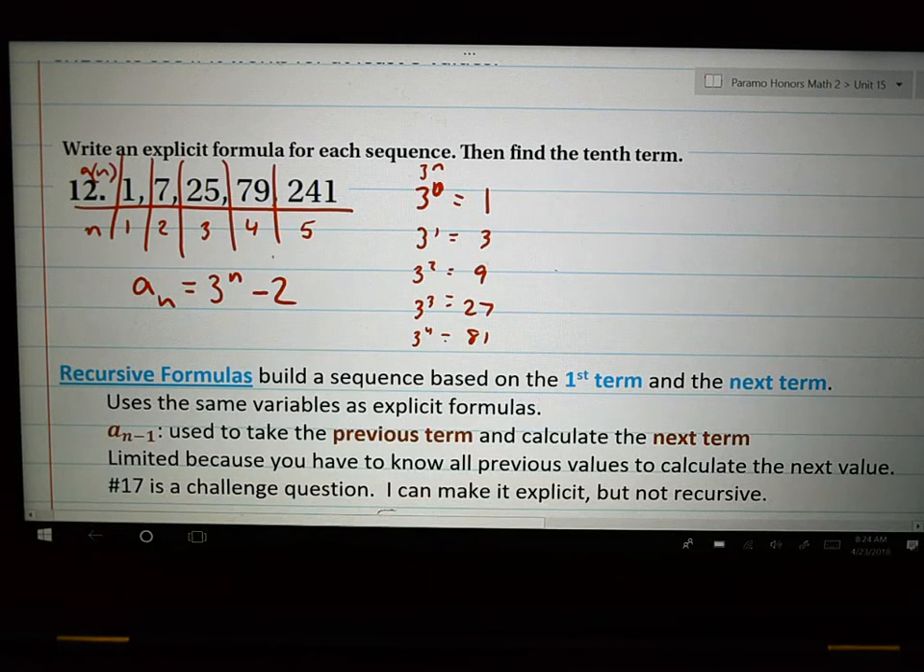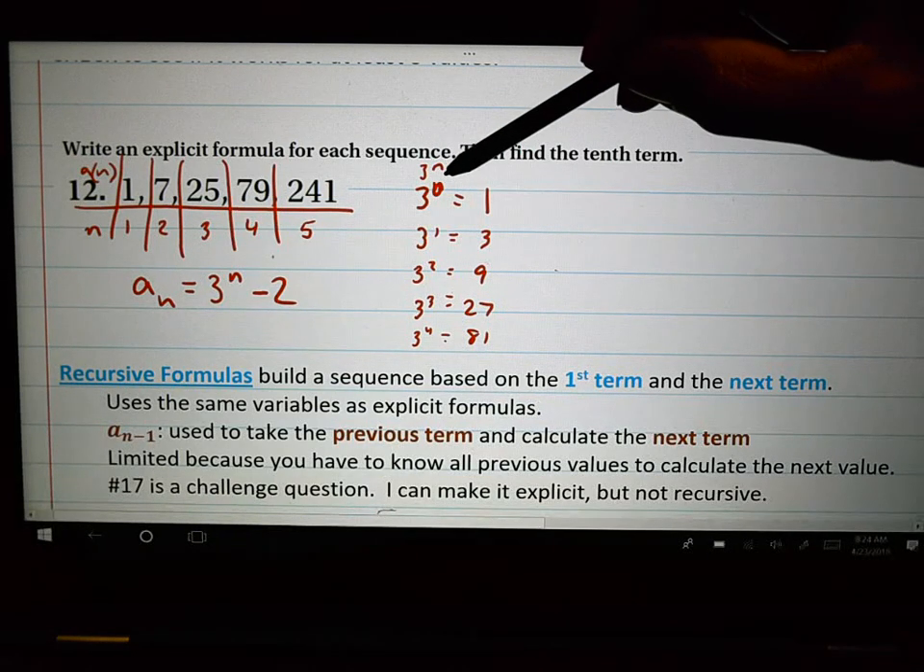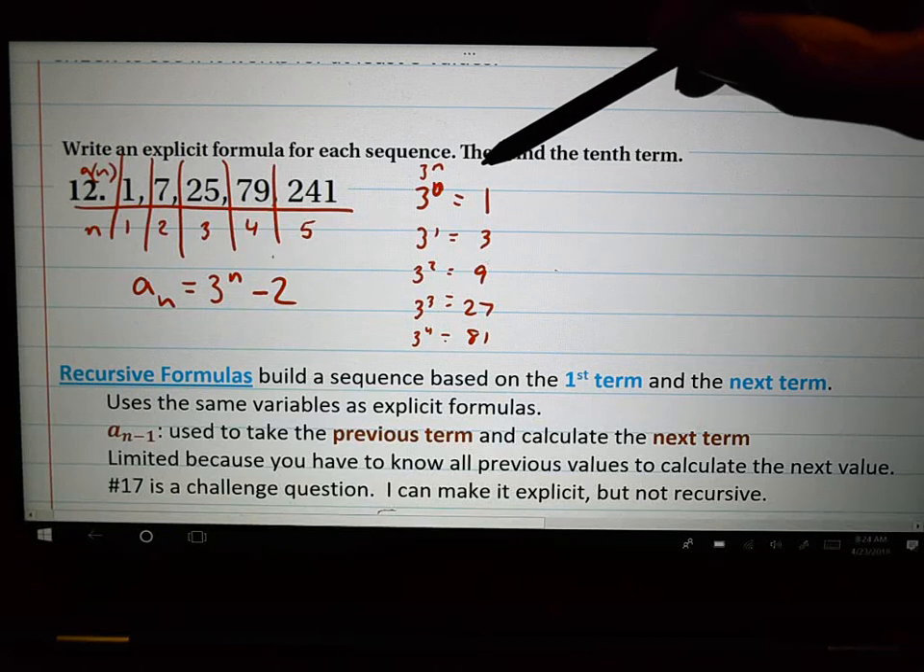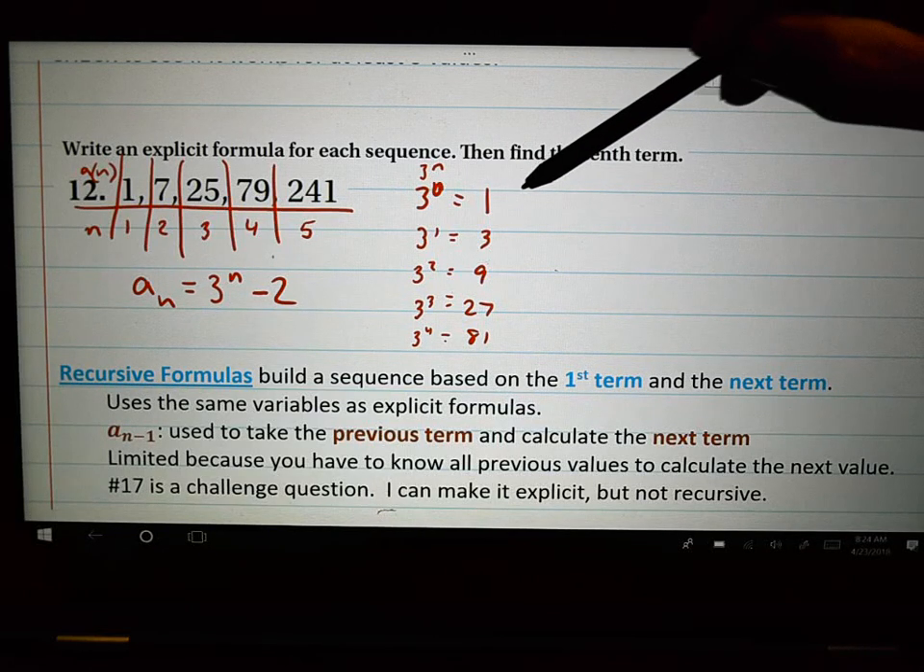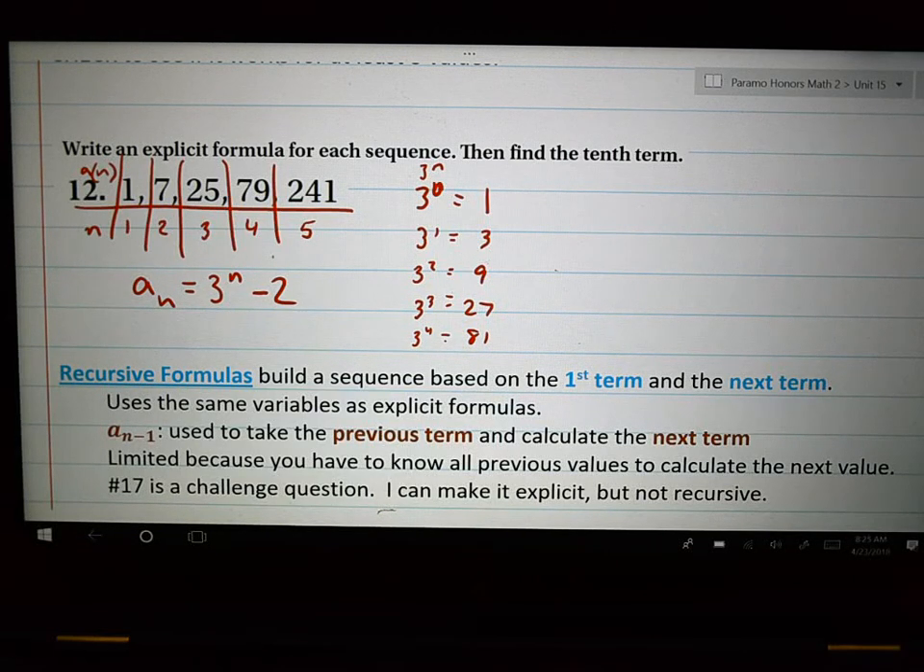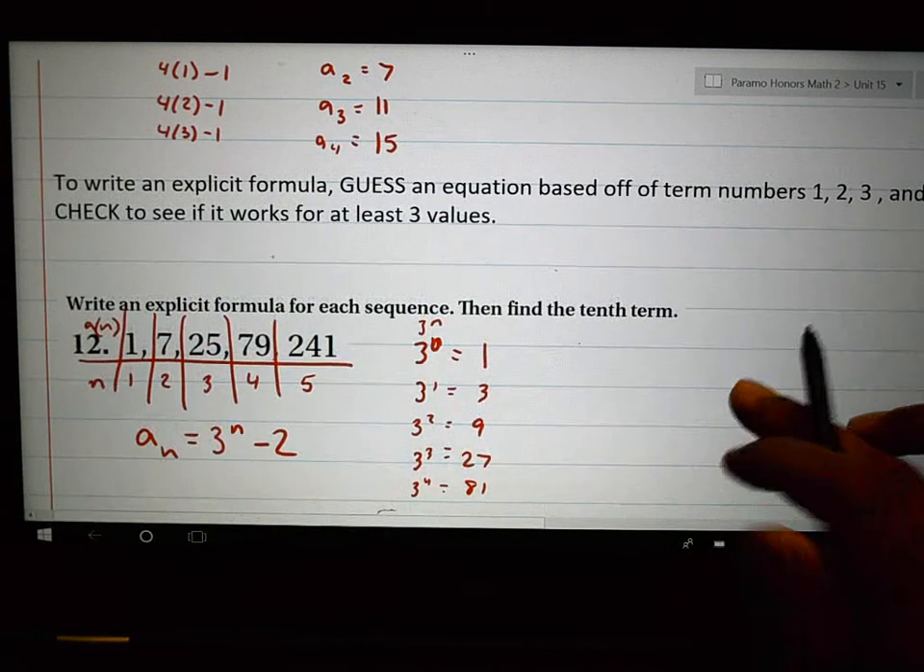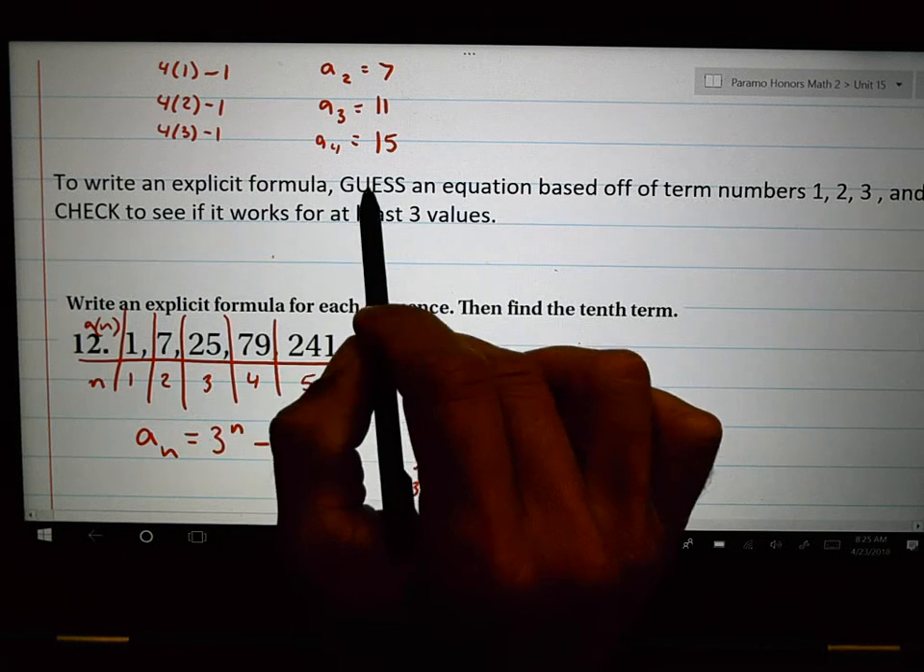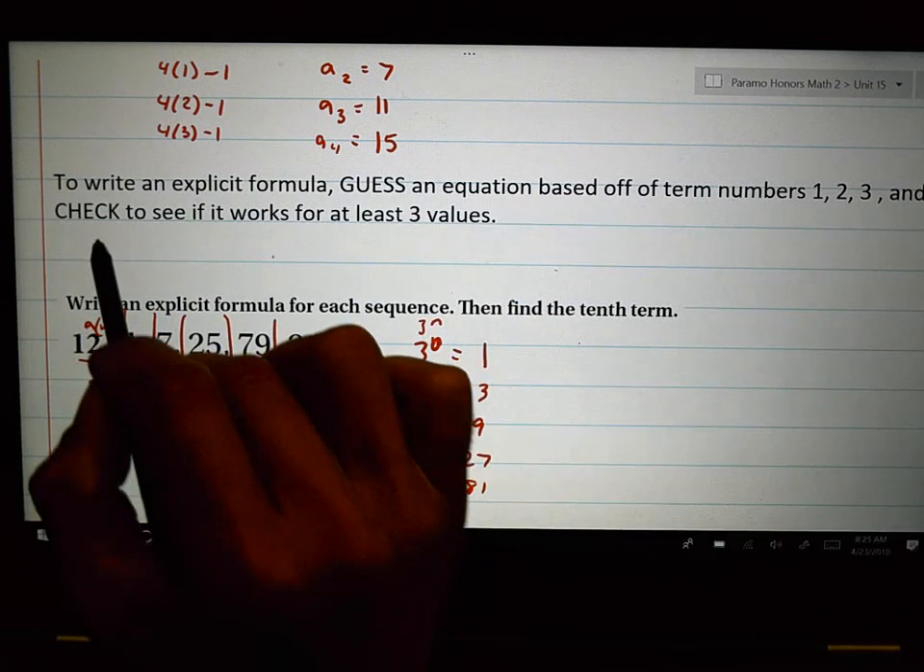I'm hoping you came up with something like this. You are going to have to play with different types of equations. If it doesn't go up by the same amount, you are going to have to play around with it. It could have been x to the 3rd. It could have been 3 to the x power. That's kind of the stuff that you need to start thinking about when you're creating some of these equations. That's why I say guess an equation and then check to see if it works for at least 3 values.